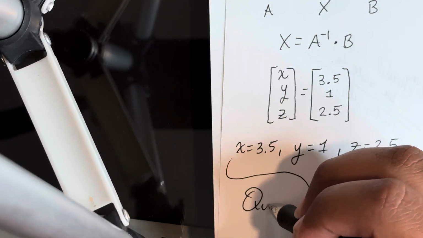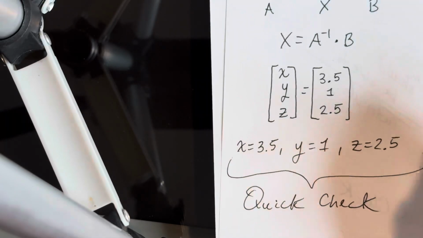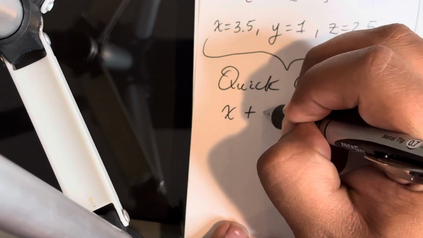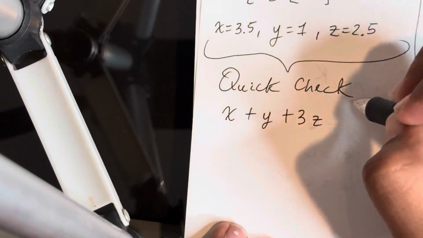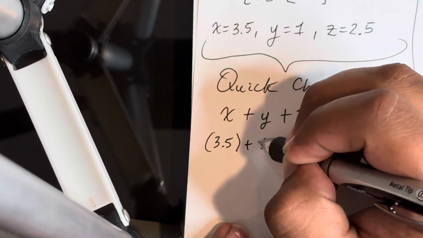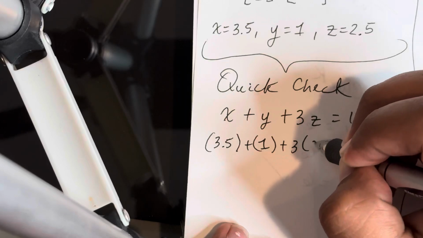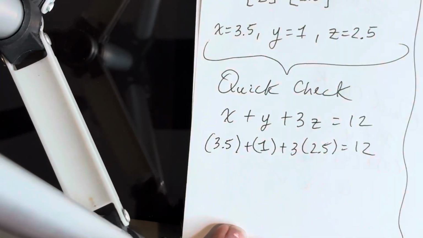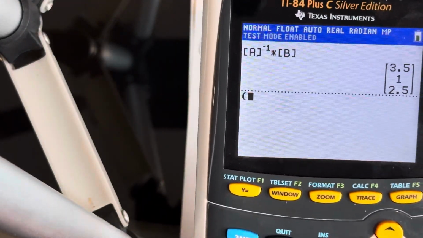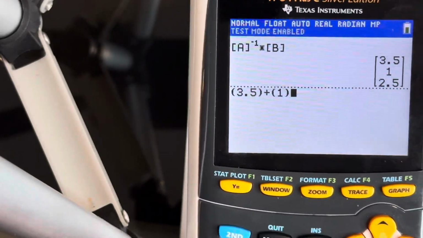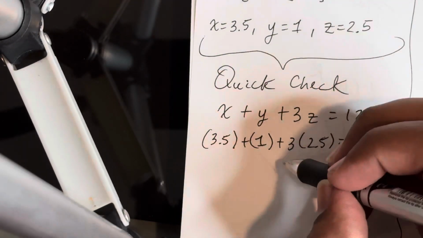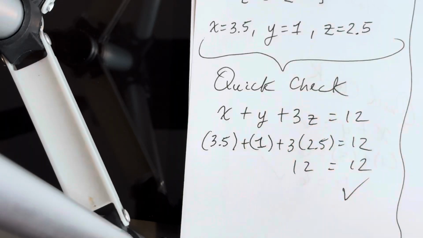Let's do a quick check. Taking the very first equation, x plus y plus 3z equals 12. 3.5 plus 1 plus 3 times 2.5 equals 12. Got to type that in the calculator real fast. Oops. 12. 12 equals 12, which looks good.